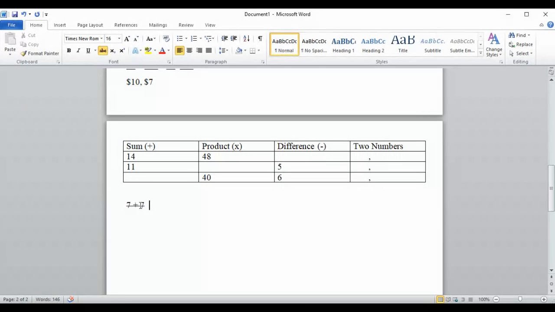And then I'm going to come up with 2 more numbers. So I was really close here, though. 7 times 7 is 49. So I'm going to adjust these numbers, and I'm going to say, what about 8 plus 6? 8 plus 6 does equal 14. And what is 8 times 6? 8 times 6 is 48. So these are our 2 numbers right here, 8 and 6. Now I just have to put what the difference is. So what is 8 minus 6? 8 minus 6 is 2.